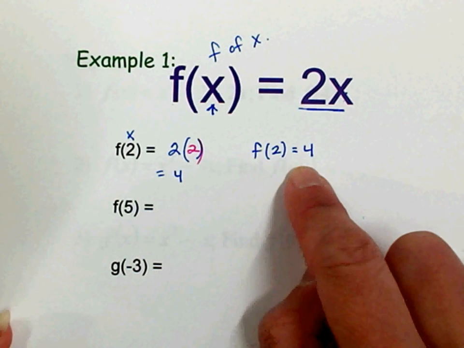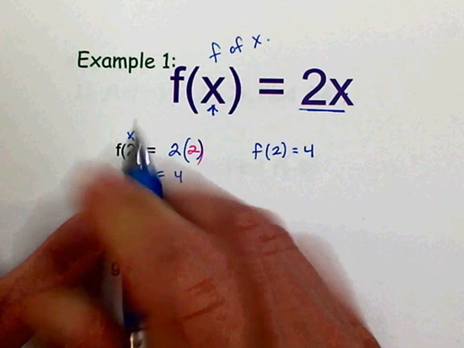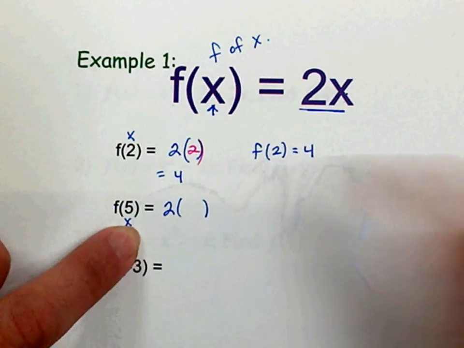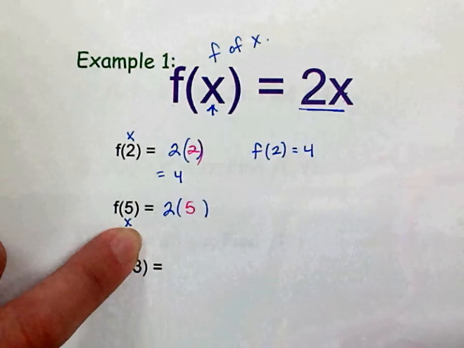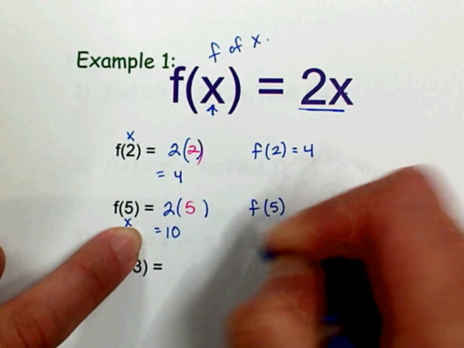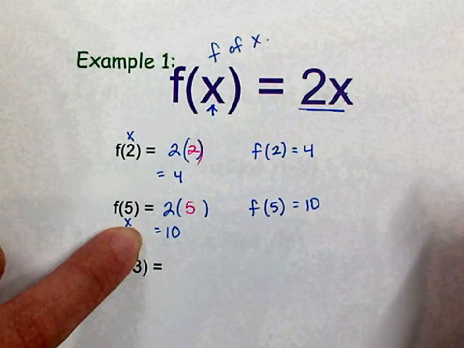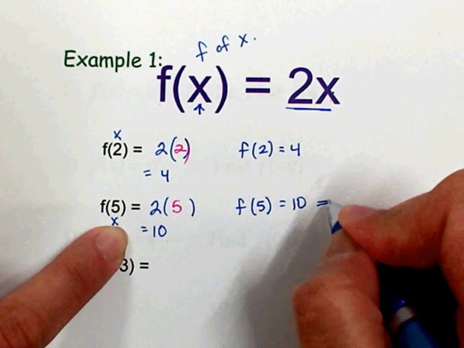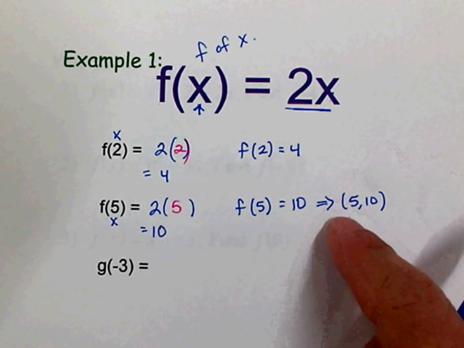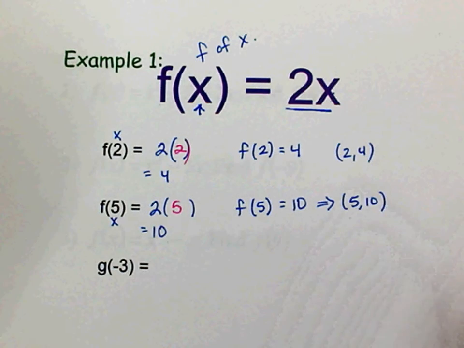Okay. Next one, what if x is 5? You don't need to write this part, but I want to show you. So 2 times what is my x value? My x value is now 5. 2 times 5 is 10. And the way you write your answer is f of 5, so when x is 5, my solution is 10. So in other words, let me go a little further. This is like writing your coordinate 5, comma 10. See that? X is 5, y is 10. That's basically what you are doing.